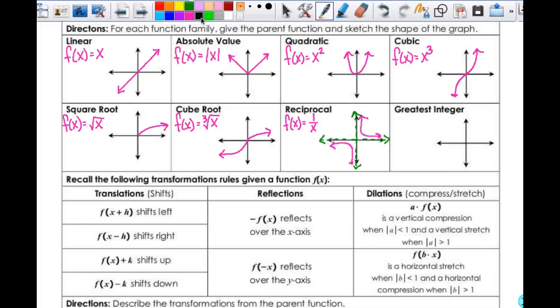Greatest integer, you were supposed to change to signum. So signum is SGN of x equals the absolute value of x over x. And then it looks like this.